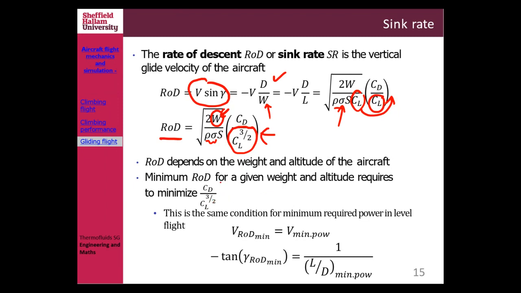So if you want that to be minimum, again it is the same condition as for minimum required power in level flight. When you want to have that minimum, you want CD over CL to the 3 over 2 minimum, or equivalently you want L over D to be maximum as well. Okay, you follow?